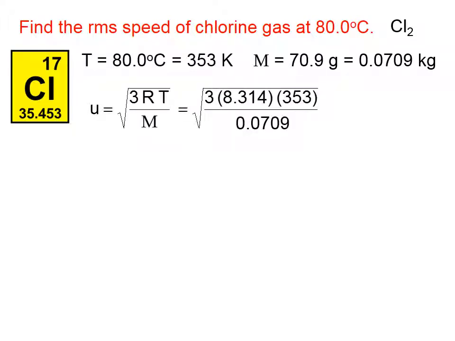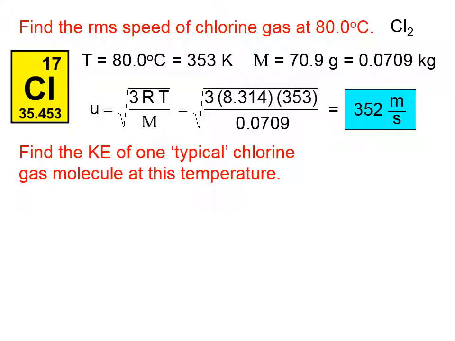Now it's just a matter of plug and chug. We've got the correct temperature in there in Kelvin. We got the correct value of R. We got the correct molar mass in kilograms, 352. And what do we measure speed with in the SI system? Meters per second. Now let's find the kinetic energy of one typical chlorine gas molecule at this temperature.